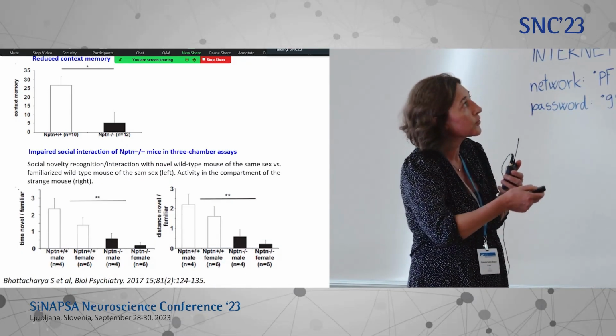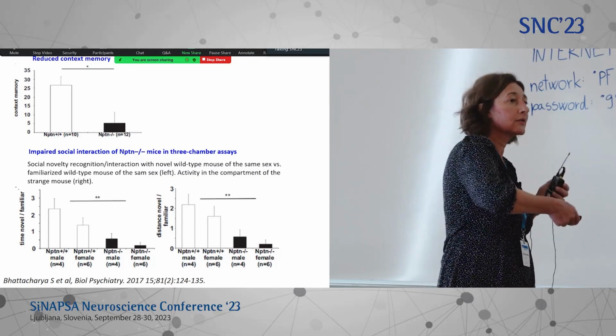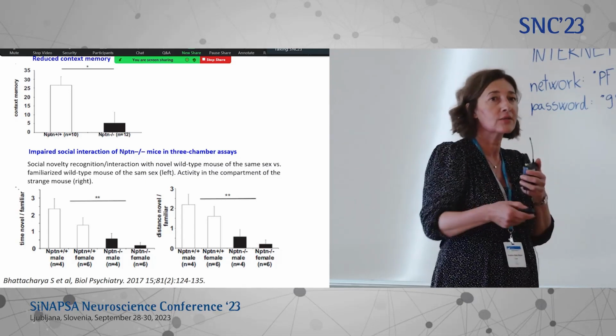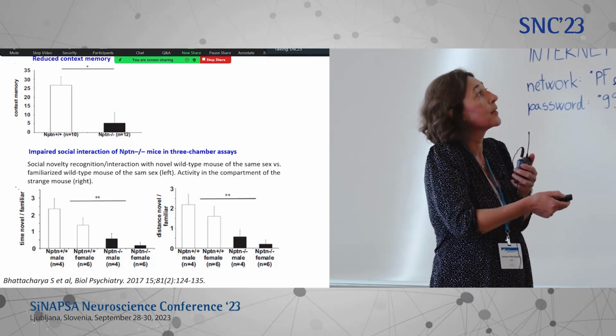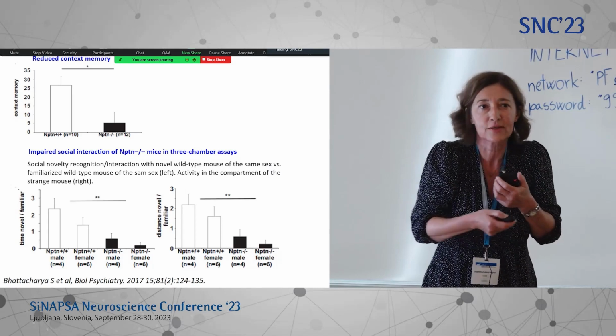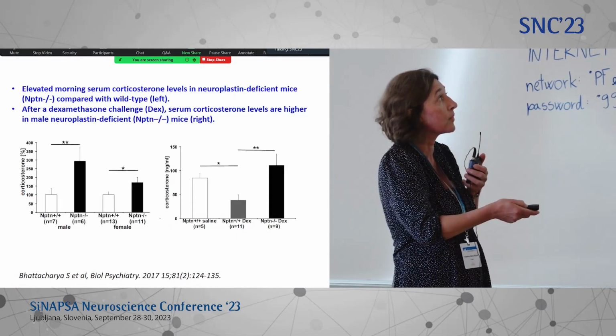Also, when you look at what is the social interaction of those mice, so whether they want to have interaction with another mice, to move to another chamber, what has been shown is that somehow they just don't want to mingle, okay? So the social interactions are not really good in those neuroplastin deficient mice.